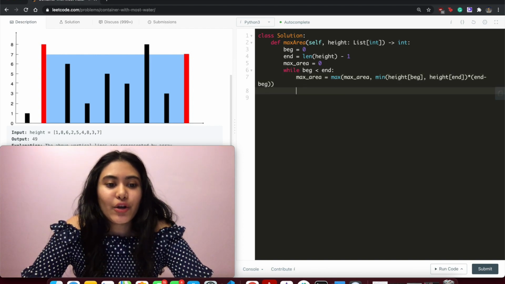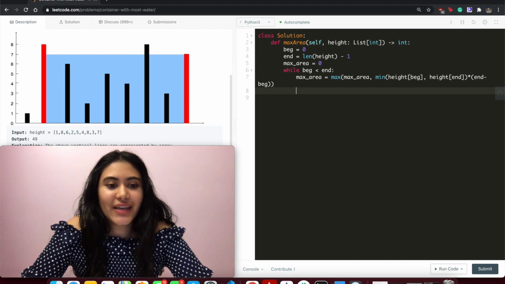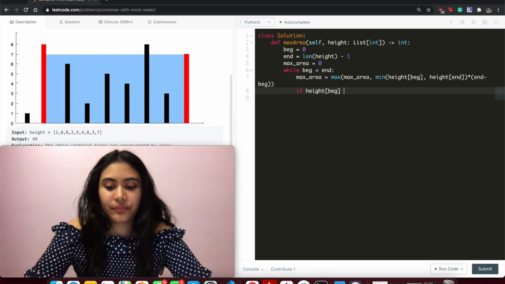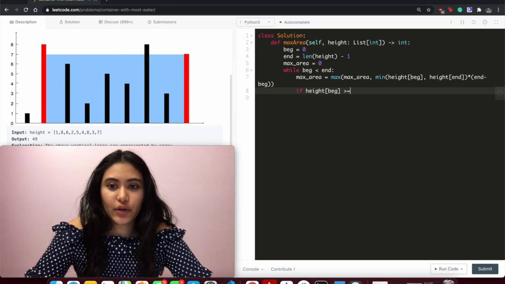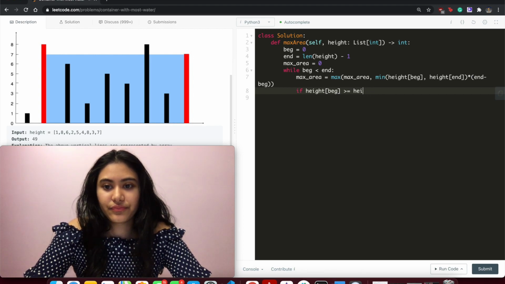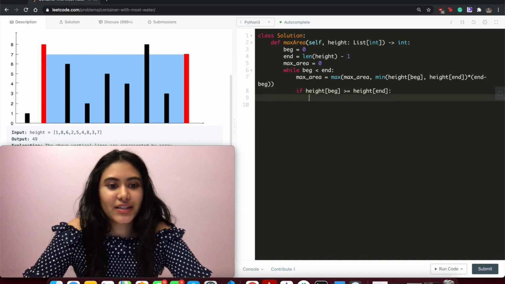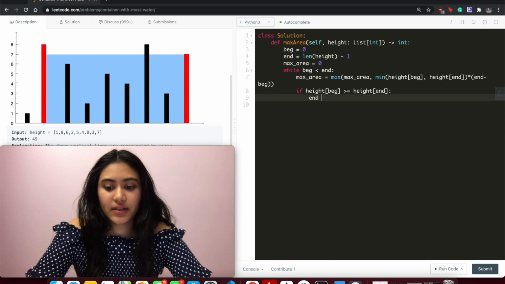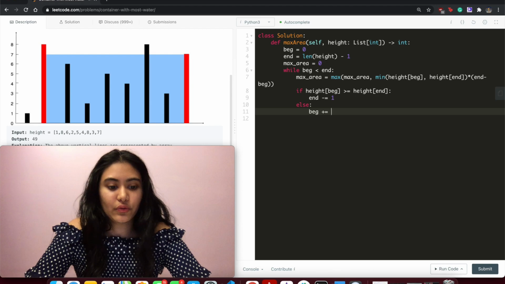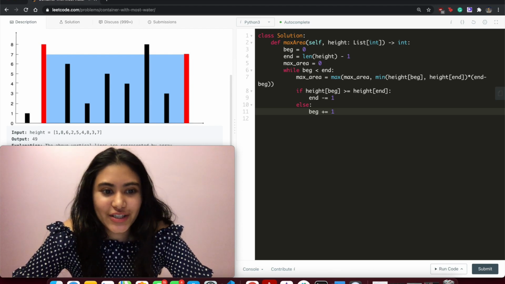And the only other thing to take into consideration here is how to move the pointers up. So if height of beginning is greater than or equal to height of end, we increment end closer to beginning, so end minus equals 1, else beginning plus equals 1. And why are we doing this?